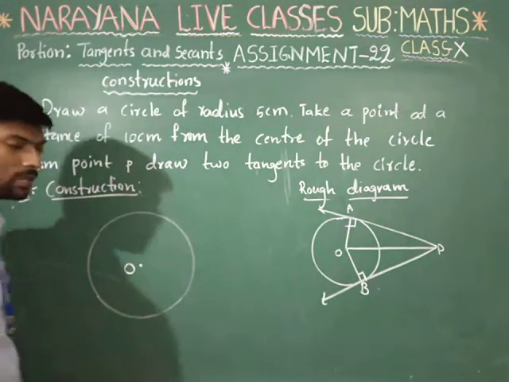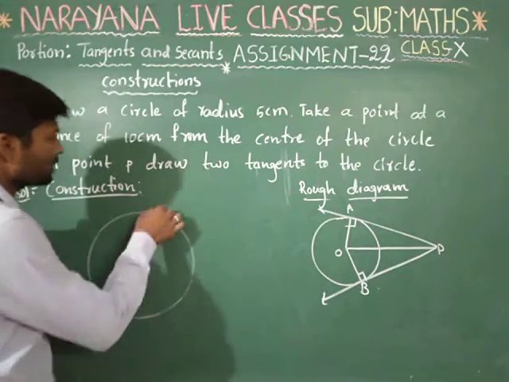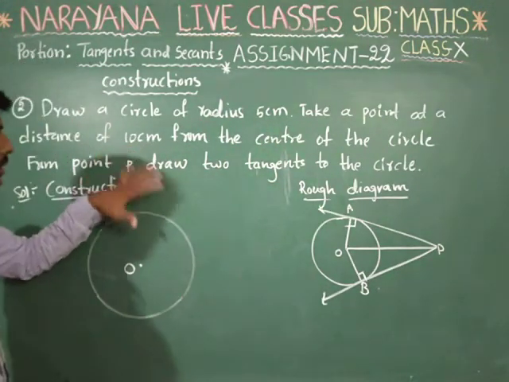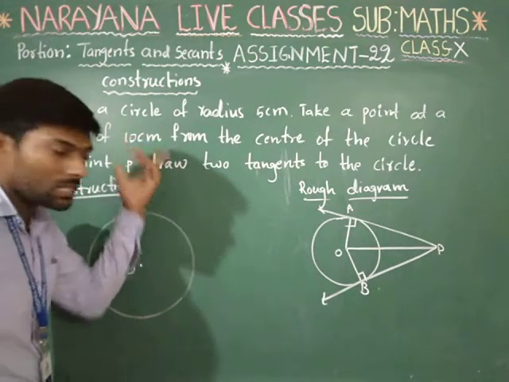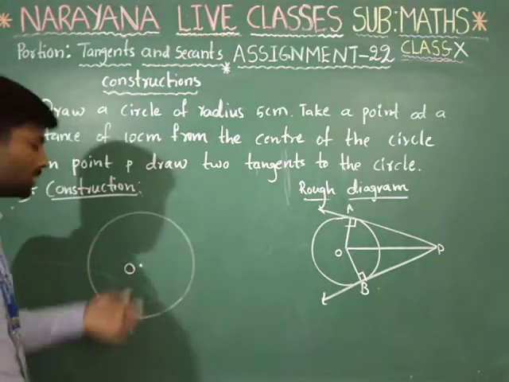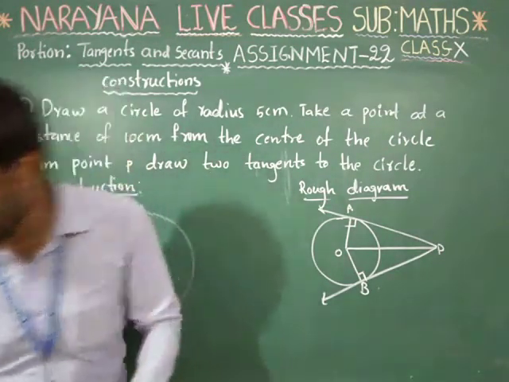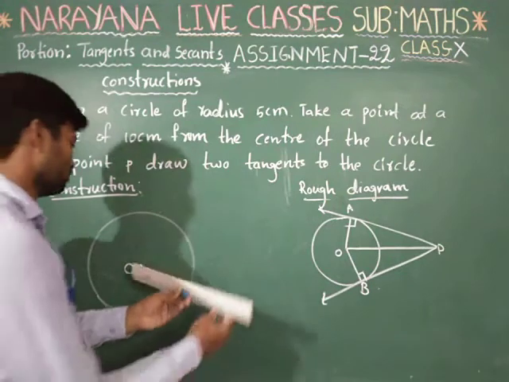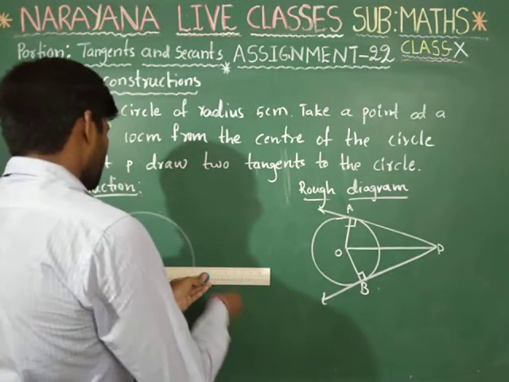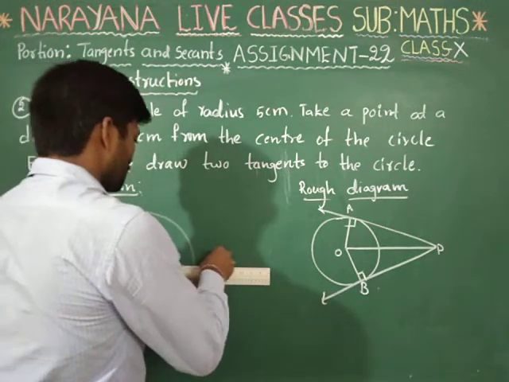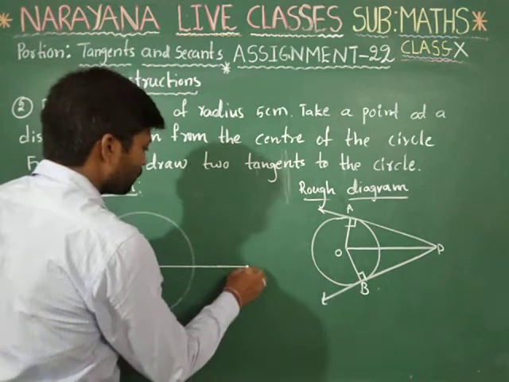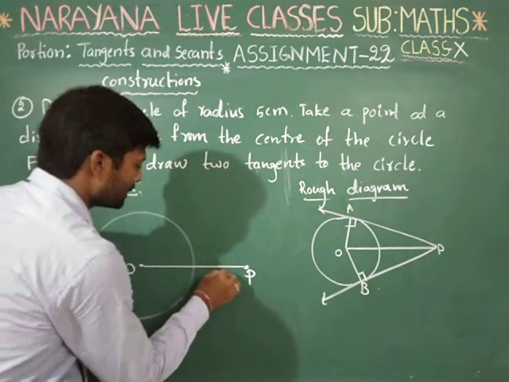This point O is the center, with radius 5 centimeters. After that we have to take a point P that is 10 centimeters away from the center. So we have to draw a line from the center of the circle O, and the length of the line must be 10 centimeters. So take this point as P. It must be 10 centimeters.